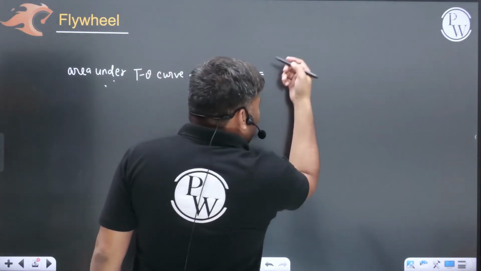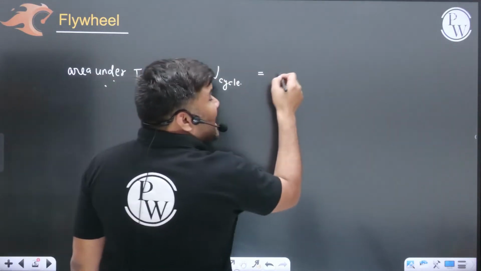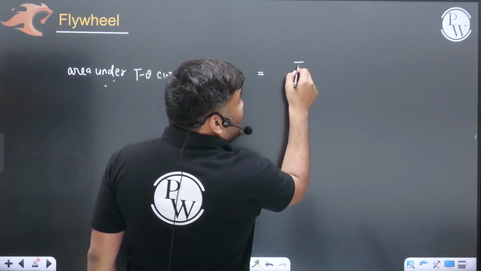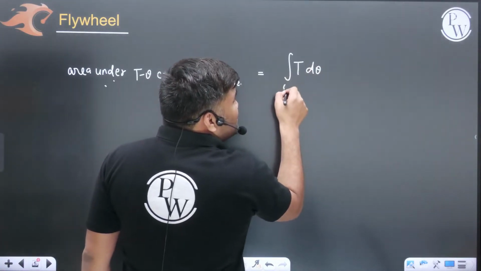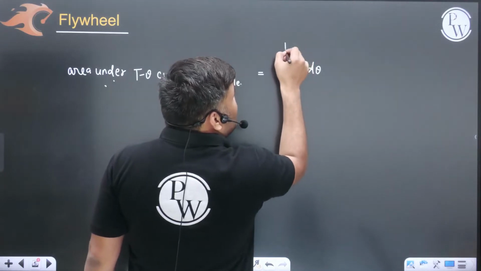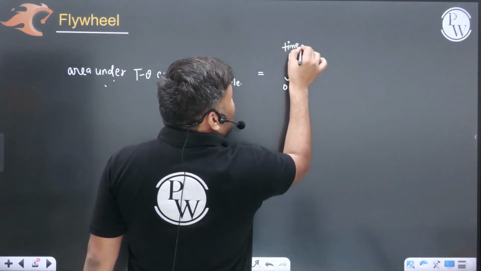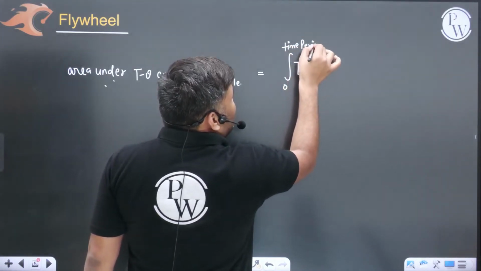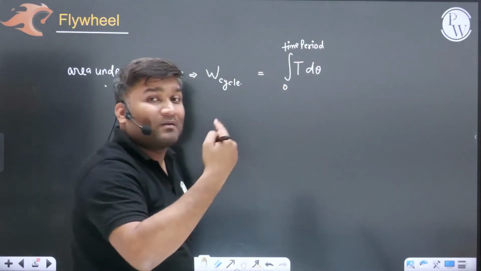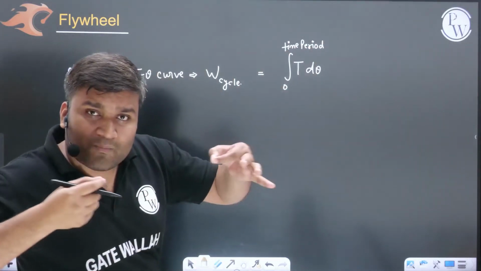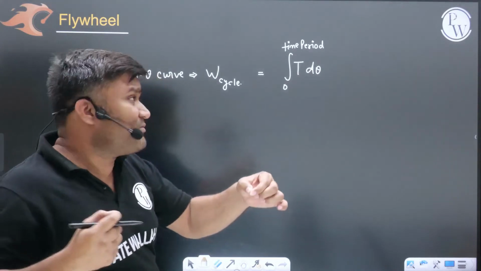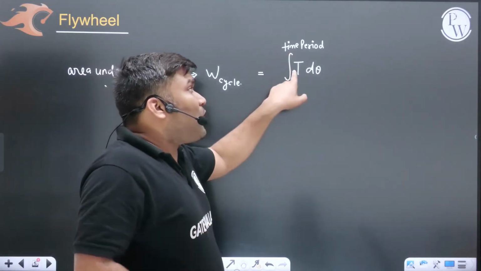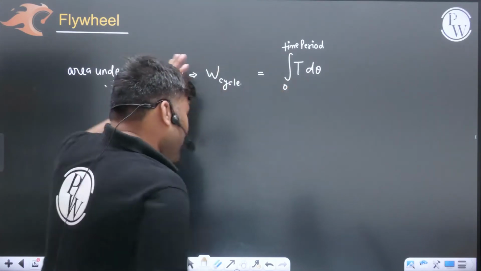Clear? If somebody asks how you are going to calculate it, sometimes they will give you the torque equation, how torque is going to vary. Integrate that torque equation, T d theta, from 0 to whatever the time period is. In this case, 2 pi was the time period. For completing one cycle, how much angle is turned? That is what you are calling the time period.